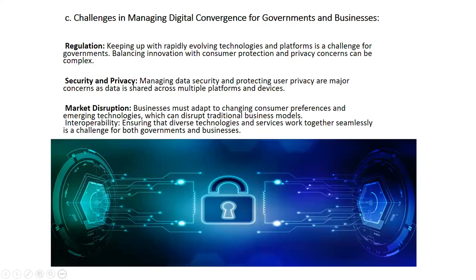So I will also talk about the challenges. Challenges in managing digital convergence for governments and businesses. Regulations.